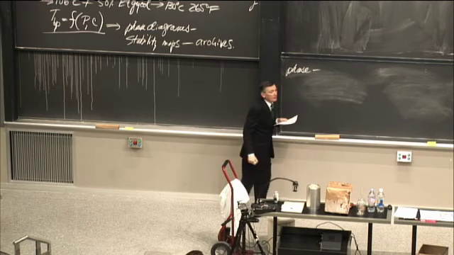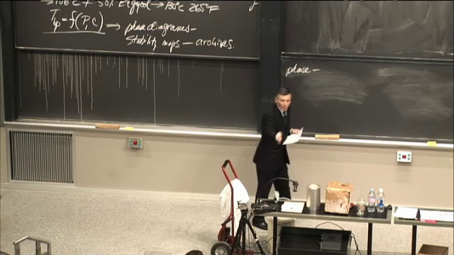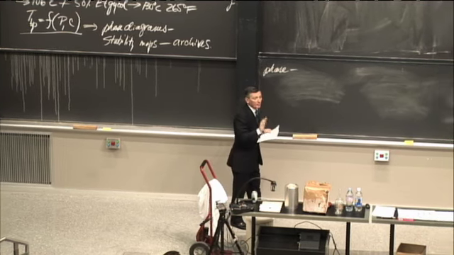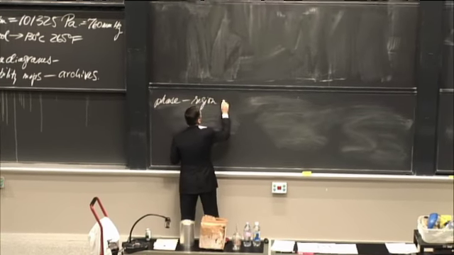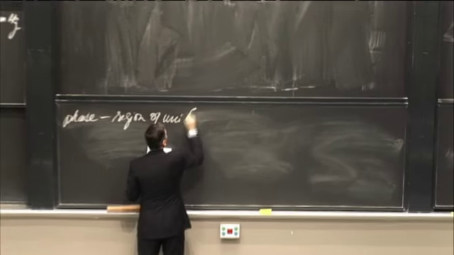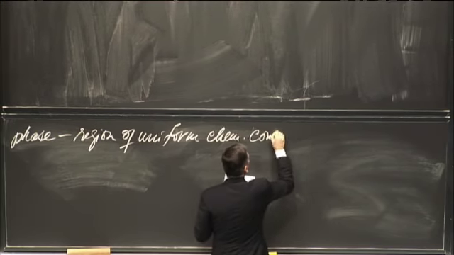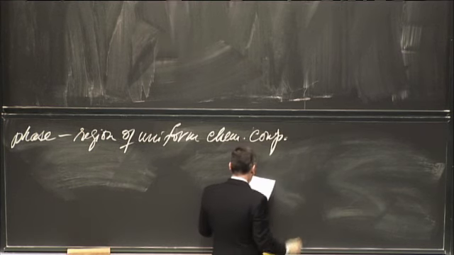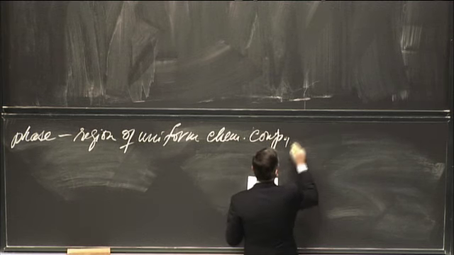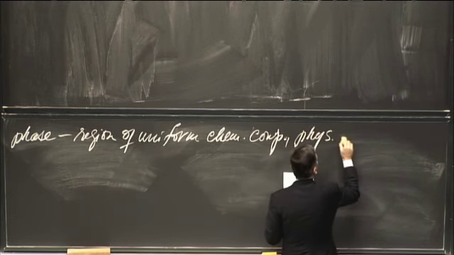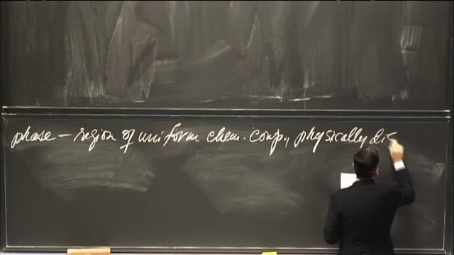Okay, so now, all right, so I've been talking about phase. What is a phase? Let's get the right definition here. It's a region of uniform chemical composition. Just to get it down, it's a region in a material. Region of uniform chemical composition. And it has these other properties. It's physically distinct. I'll show you by examples, but let's just get the definition down.